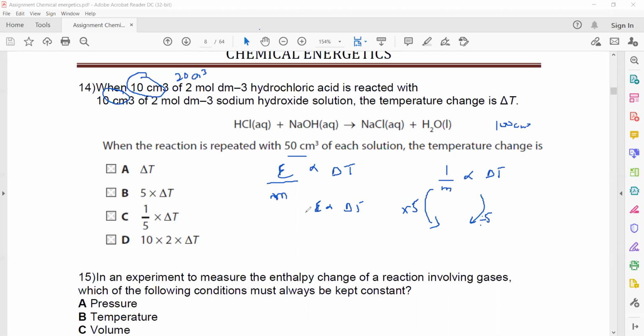So the number of moles will also be 5 times. So this will increase by 5, and this will also increase by 5. So overall, one is divided, another one is multiplied, so the overall change will be the same, or they cancel out each other. The temperature change will be ΔT.